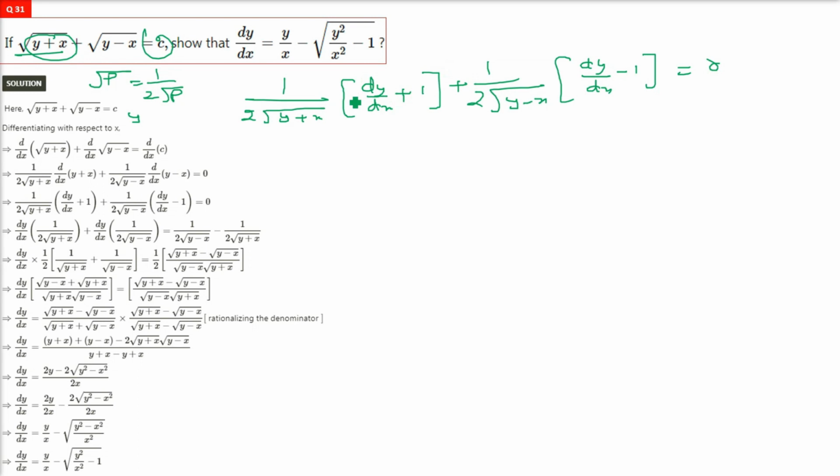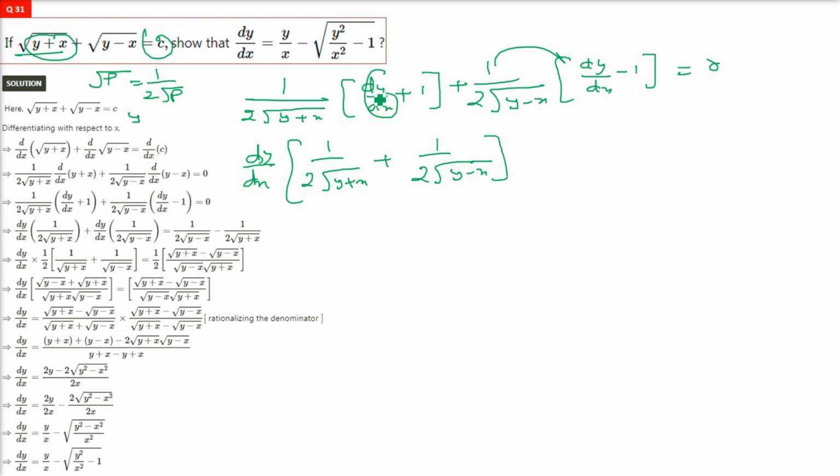Now I just visualize and imagine that I've already multiplied this inside, and I am taking dy by dx common. When we take dy by dx here, 1 by twice of under root y plus x will come. This one, when you multiply with dy by dx and take dy by dx common, what will be the result? 1 by twice of under root y minus x. What will be remaining? Already dy by dx is done, so multiplication of this with 1. And I am taking it on the right hand side also, in the same step.